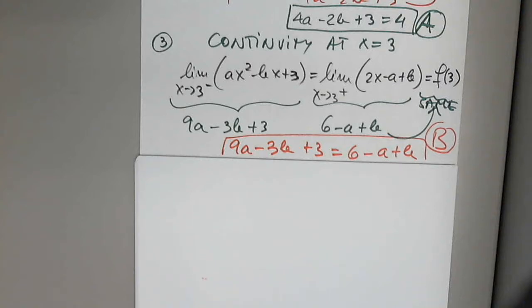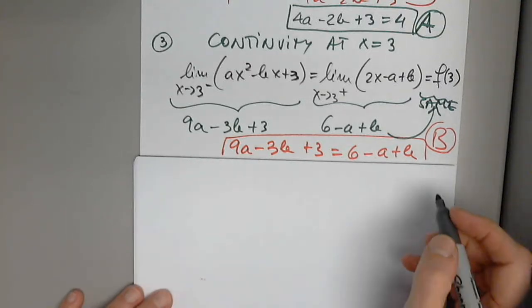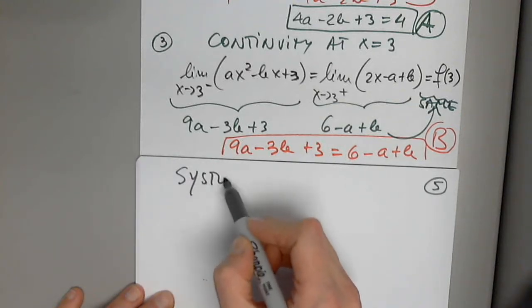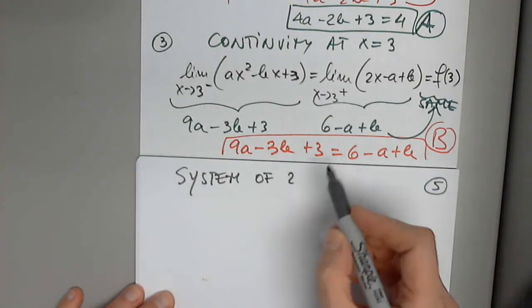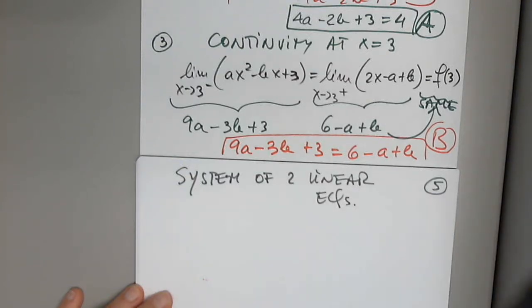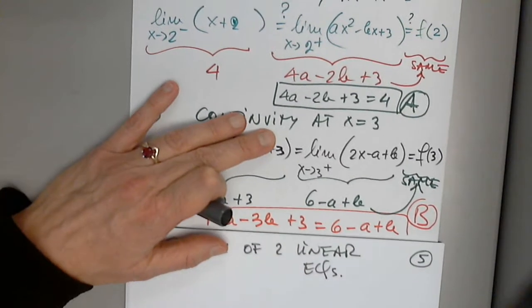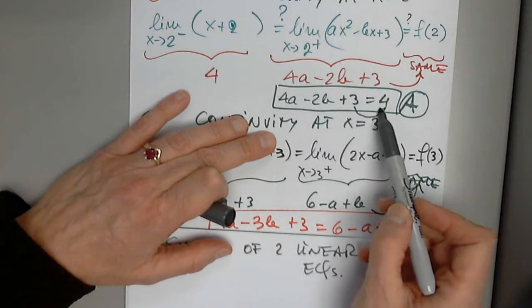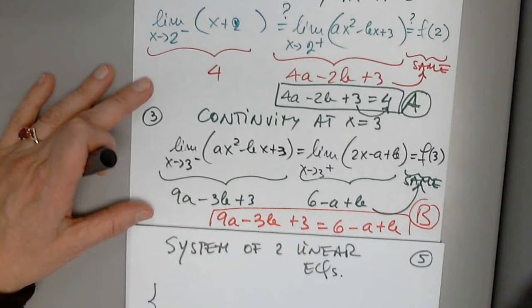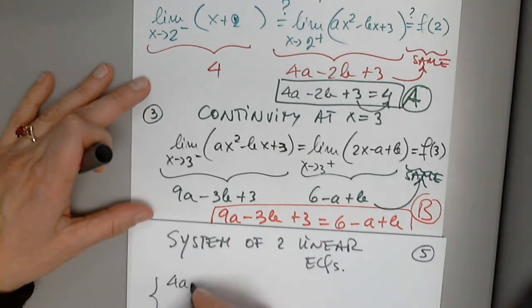Yes, create a system of 2 linear equations. I want to simplify the first equation by moving 3 to the other side. Can anyone give us the first equation, please? 4a minus 2b equals 1. Excellent.